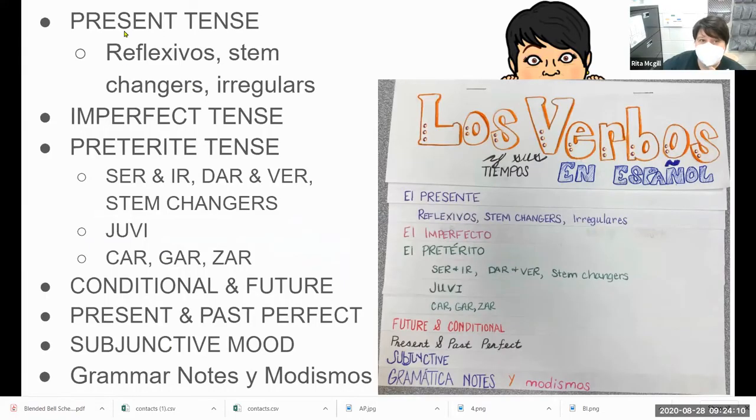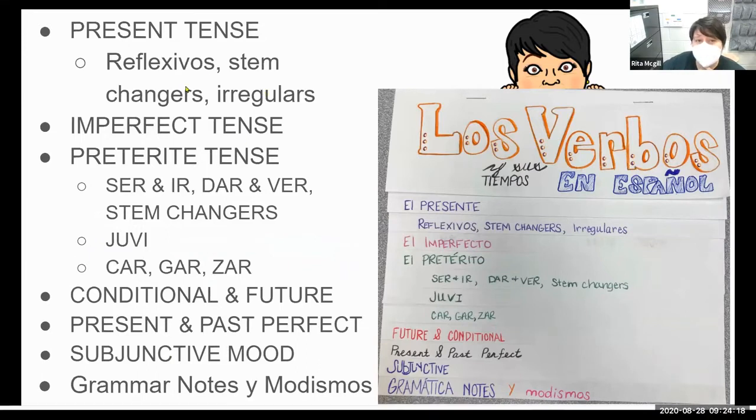So you have present tense, el presente, reflexive, stem changers, and irregulars, just like this. Then we have imperfect and preterite, and we have two, is all we did. We did ser, ir, dar, and ver, and stem changers, and then we did jubi, right? The rest of it you guys didn't get, but you can add those things if you want to, but we'll come back to those. So it's not something to worry about right now.